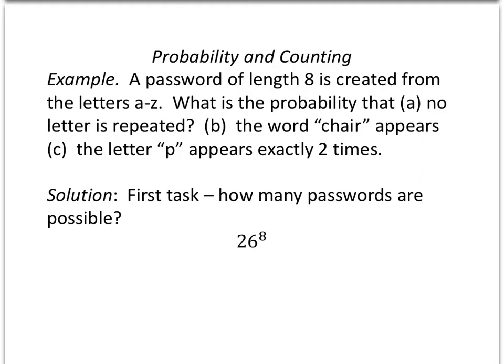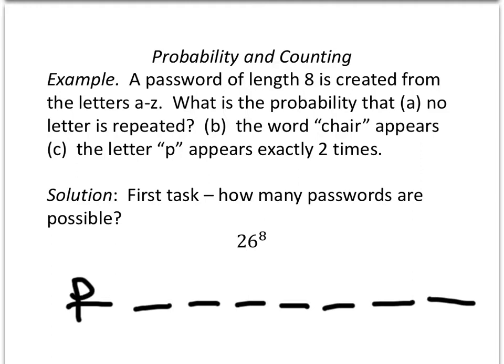Well, how many passwords are possible? There are 26 to the 8th passwords. Why? Because what I do is I imagine these 8 slots. 1, 2, 3, 4, 5, 6, 7, 8. And then I have free choice of any letter in A through Z. So I might choose first to be a P, and then maybe an R for the second letter, and an O for the third, and so on. That's just one of the possible 26 to the 8th outcomes. Now, I didn't compute this number because it's very, very large.